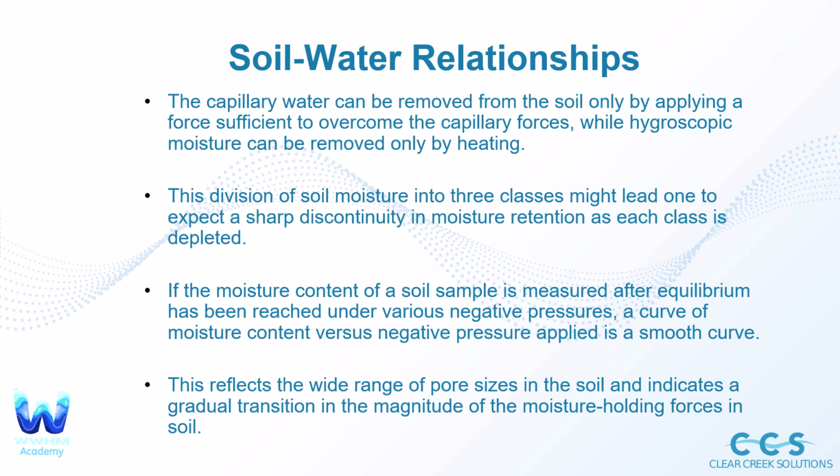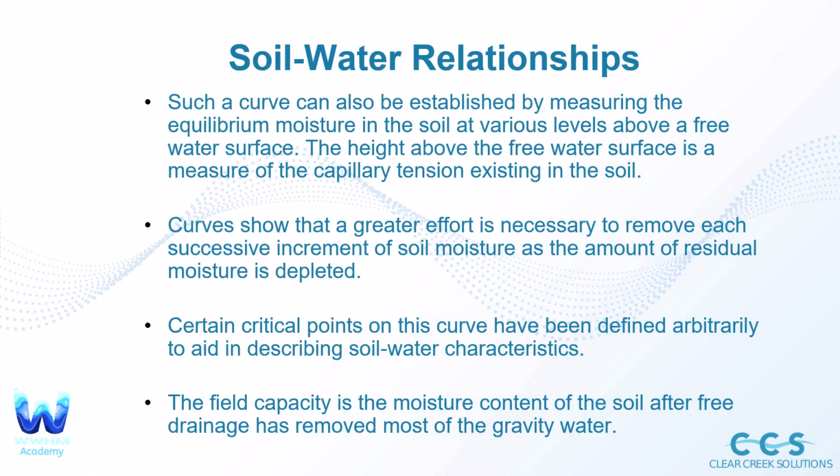This division of soil moisture into three classes might lead one to expect a sharp discontinuity in moisture retention as each class is depleted. If the moisture content of a soil sample is measured after equilibrium has been reached under various negative pressures, a curve of moisture content versus negative pressure applied is a smooth curve. This reflects the wide range of pore sizes in the soil and indicates a gradual transition and the magnitude of the moisture holding forces in soil.